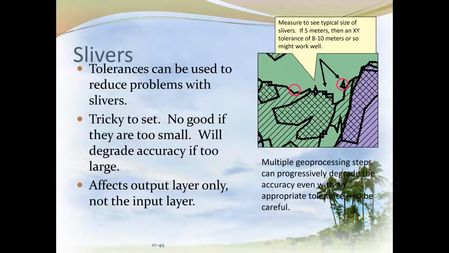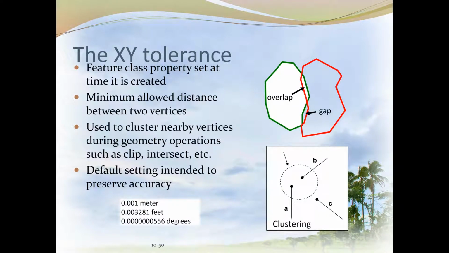An XY tolerance can be used to reduce problems with slivers, but it is tricky to set. It is no good if it is too small, and it will degrade accuracy if too large, and it affects the output layer only, not the input layers. An XY tolerance can be set during an overlay operation, and this tolerance specifies the minimum distance between vertices. It will combine vertices that fall close together, so setting an appropriate tolerance during an overlay eliminates many slivers. However, the tolerance applies to all vertices, and using a tolerance may degrade the accuracy of the dataset.